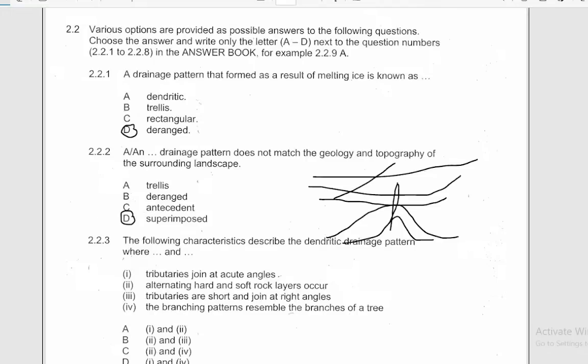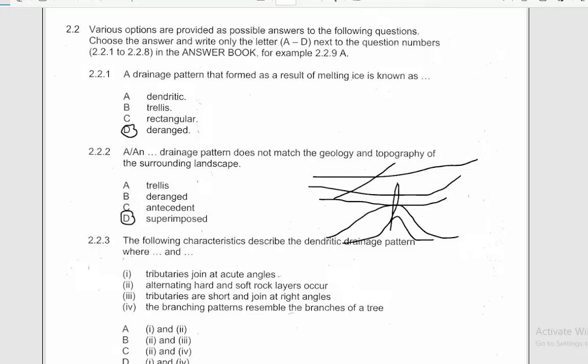But antecedents, the river was there and the landscape was not like that. Maybe the landscape was isostatically uplifted, or the landscape was folded and then the river managed to maintain its course through the area which is being folded. That's the difference between the two, antecedents and superimposition. When we get to the question of antecedents, I think you will be understanding what we mean.